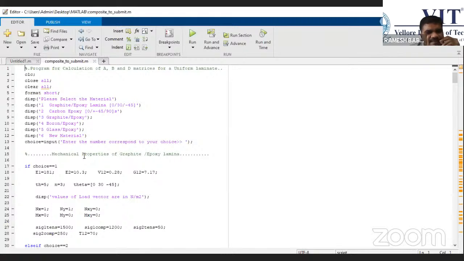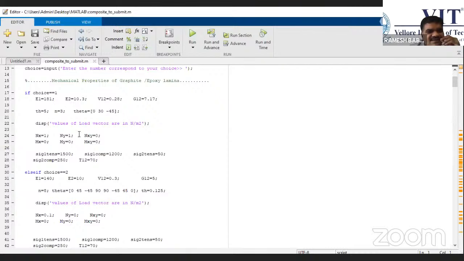Then mechanical properties of the graphite epoxy lamina. These are taken as reference values. E1 is the Young's modulus in the normal one direction, the first direction, x or y, whichever you wish. E2 can be taken as the y direction, and nu12 and G12, where nu is the Poisson's ratio and G is the shear modulus. Then theta angles, the degrees of freedom, and nx, ny, and nxy.